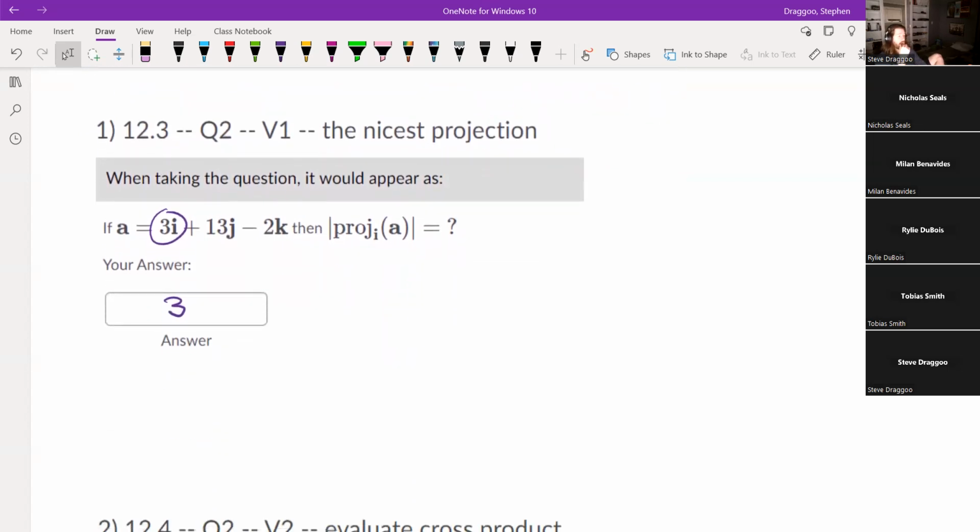Looking at some other simple questions. If I've got some vector a is 3i plus 13j minus 2k, and I want the projection of a onto i. Remember that i is just the unit basis vector in the x direction. That is a non-simple way of just asking, what's the x component of your vector? So if we set it up to do projection of a onto i, it's just the x component. It's just 3. All we got to do there.